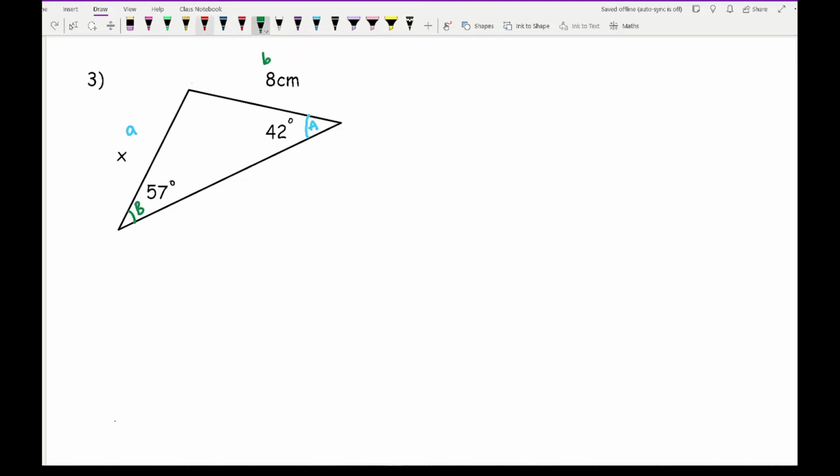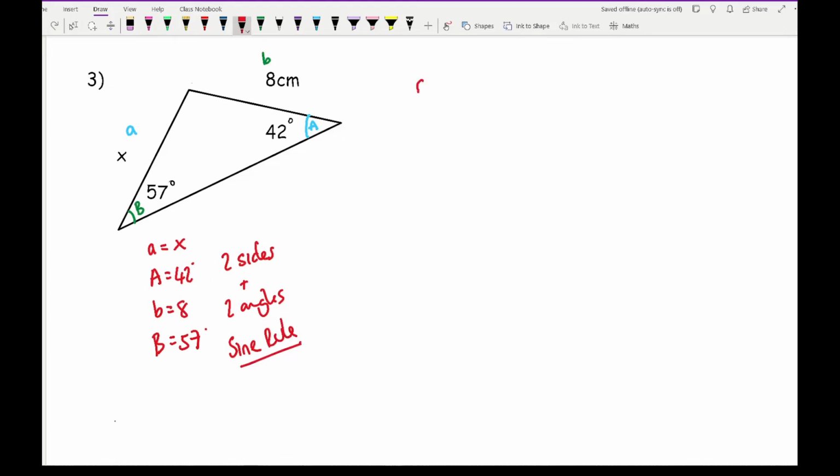Now again, I'm not going to label that as C and that as C, because they're both blank sides, so try and avoid it. So then from this, what we've then got is little a is x, capital A is 42 degrees, b is 8, and capital B is 57 degrees. So looking at this, I've got 2 sides and 2 angles. So therefore, I'm going to use the sine rule.